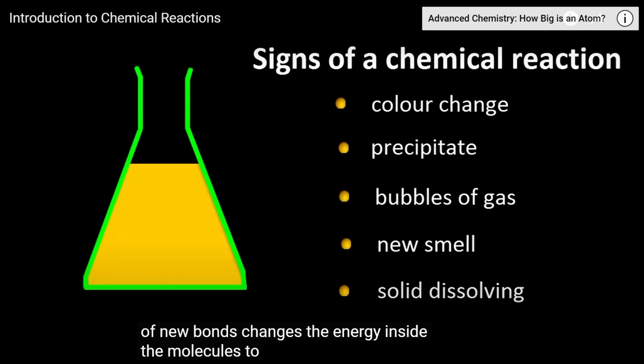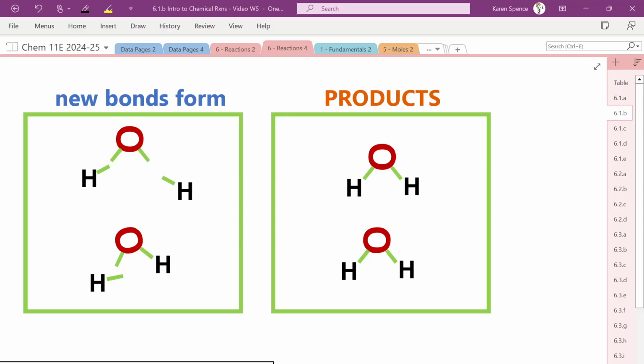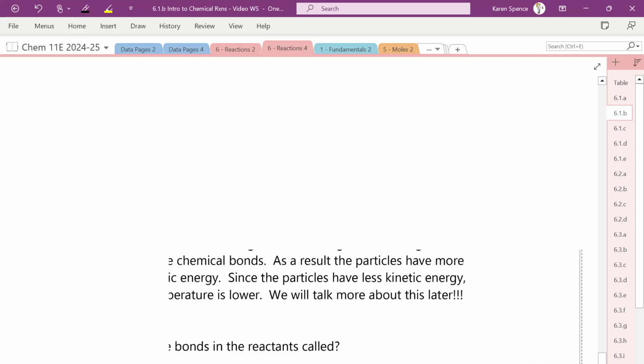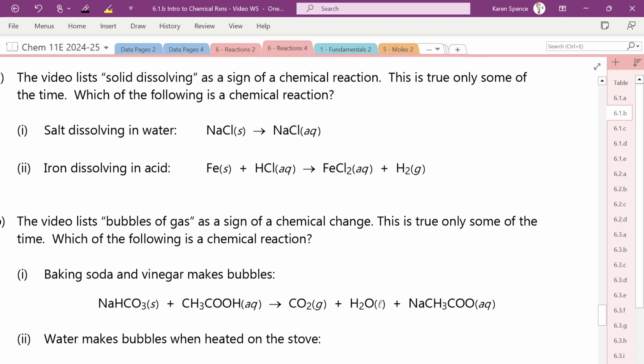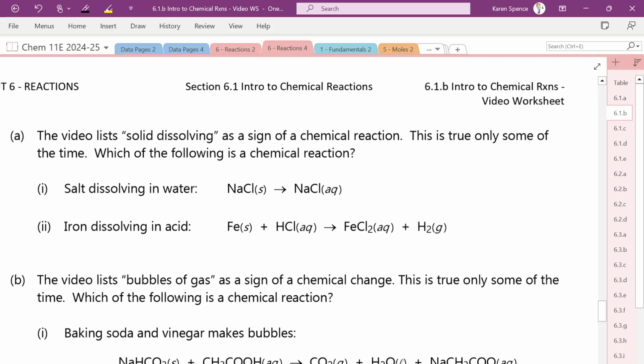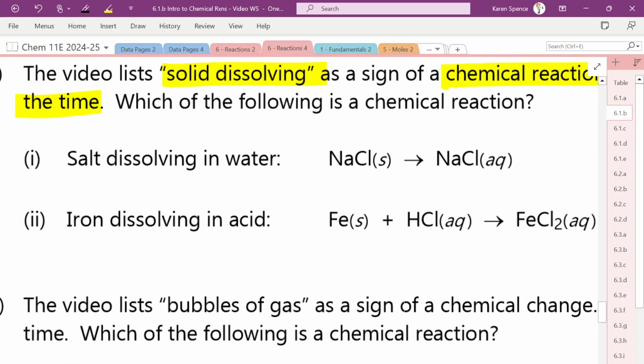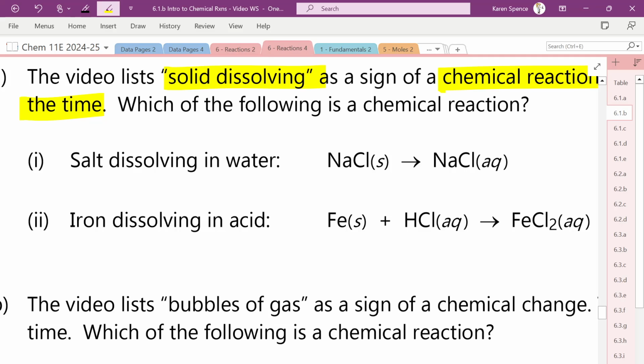Okay, we're going to talk about that in a minute because I want to go to here because we're going to deal with the fact that the video says solid dissolving is a sign of a chemical change. Yes? This is true only some of the time. Okay, so which of the following, we have two cases where solid dissolves. We have salt dissolving in water. NaCl solid goes to NaCl aqueous.